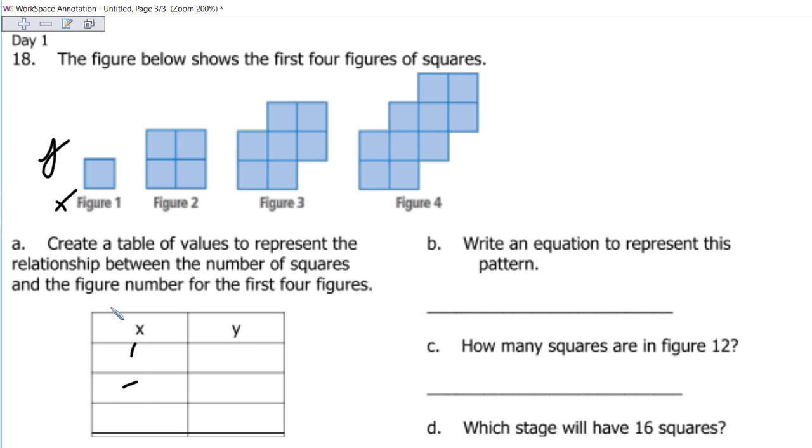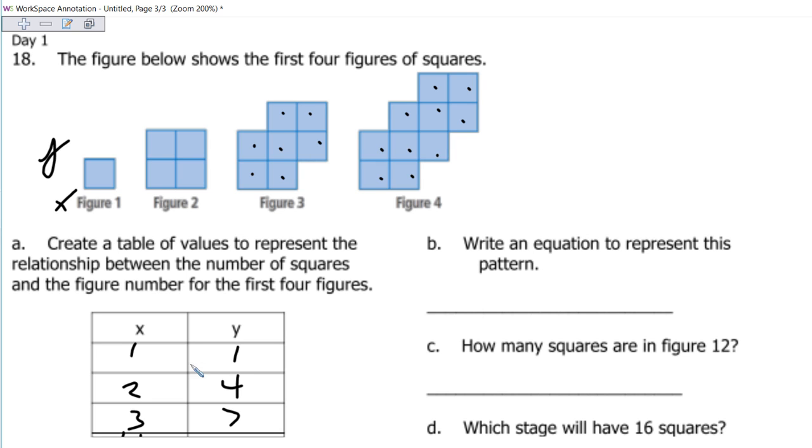So 1, 2, 3, 4, because there's 4 figures. Figure 1 has 1 block. Figure 2 has 4 blocks. Figure 3 has 1, 2, 3, 4, 5, 6, 7 blocks. And then figure 4 has 1, 2, 3, 4, 5, 6, 7, 8, 9, 10 blocks. Sorry. Going back to my old count days from Sesame Street.